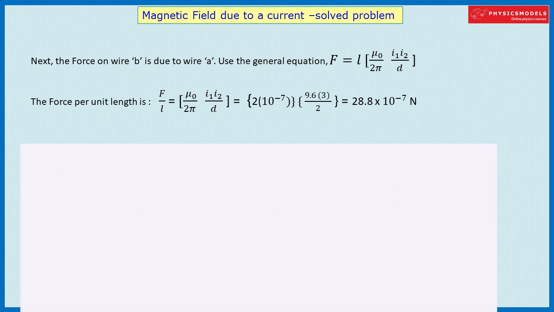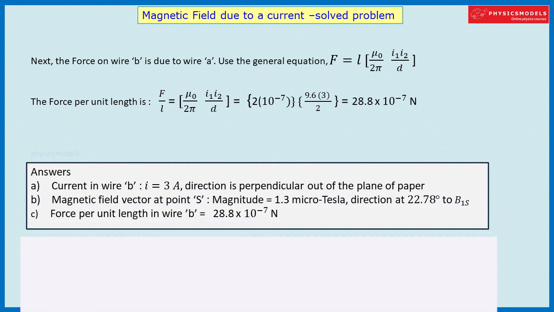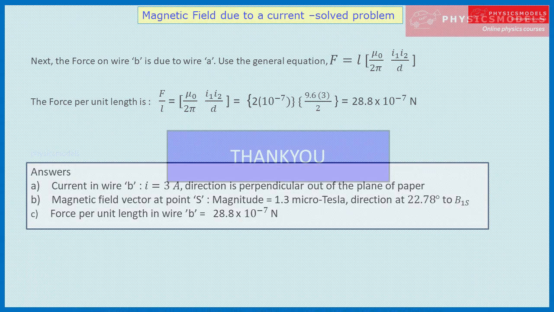The distance between the wires is 2 meters, and therefore we get the force per unit length acting on wire B as 28.8 into 10 to the power minus 7 newtons. In fact, it's the same force that will also be acting on wire A as well. So we have the answers to all the questions that have been asked in the problem.